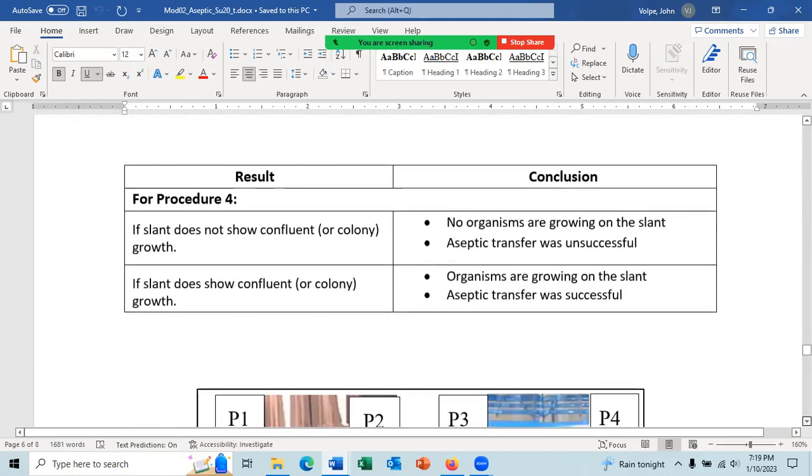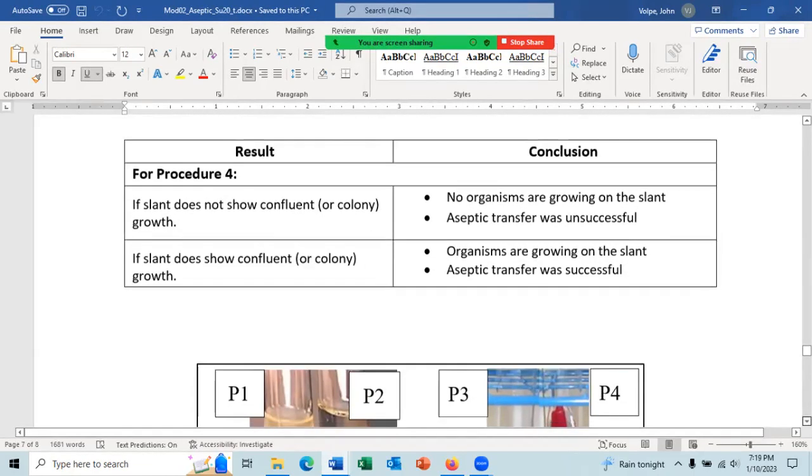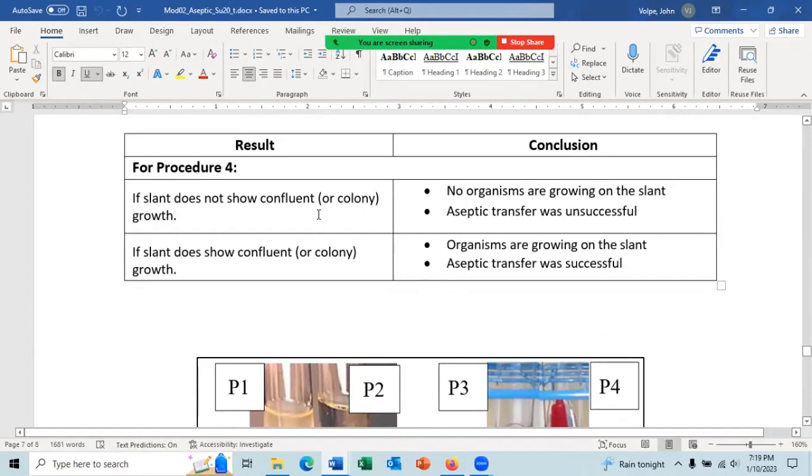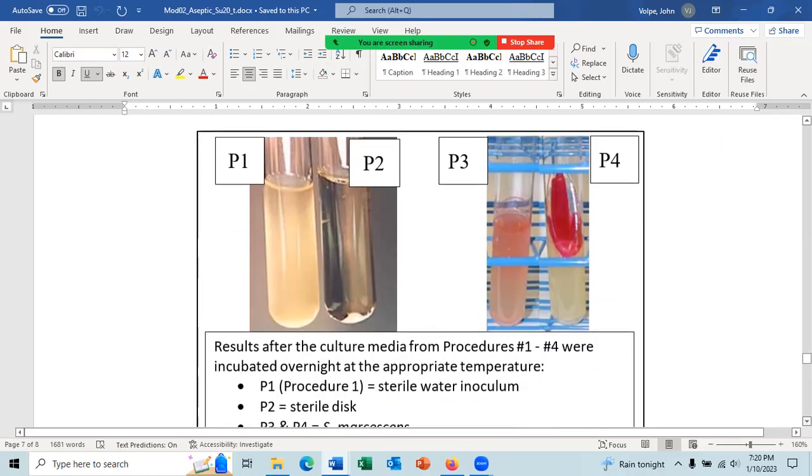For procedure 4, if the slant does not show growth, colony or confluent growth where you put the slant, then the conclusion is no organisms are growing on the slant and aseptic transfer was unsuccessful. If the slant does show confluent or colony growth, then organisms are growing on the slant and aseptic transfer was successful. And here are the pictures for the results.